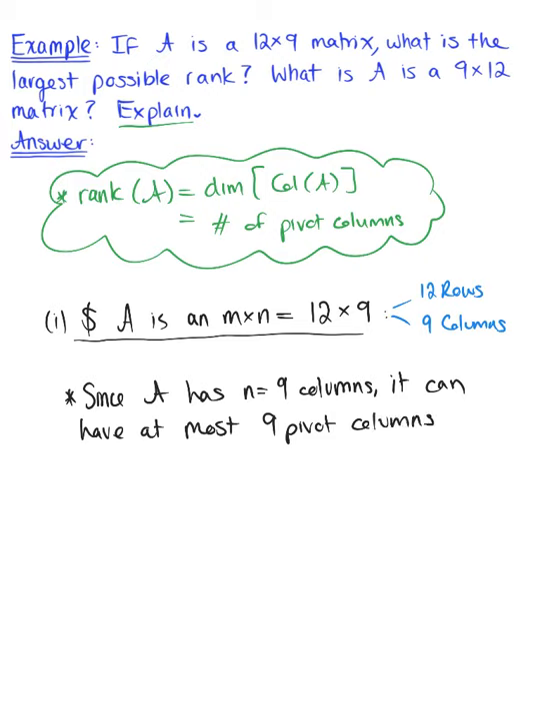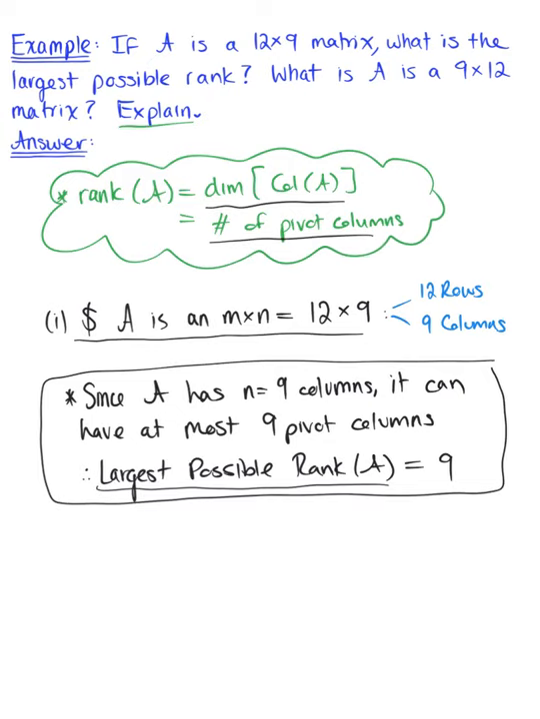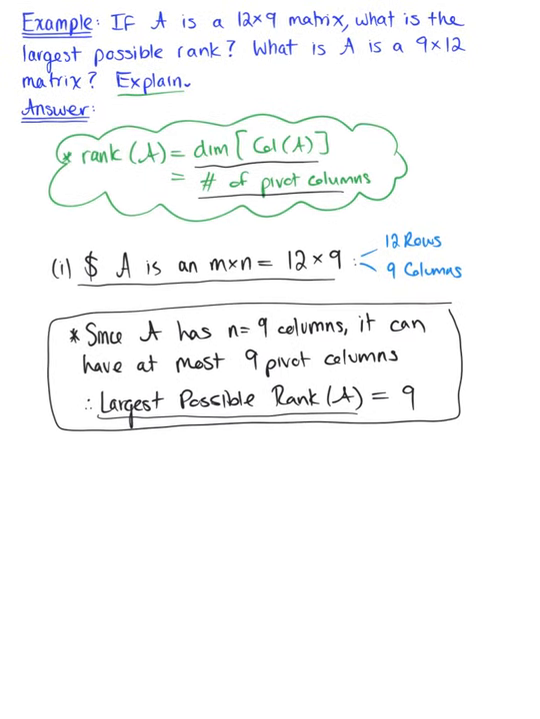And assuming that each one of these 9 columns is a pivot column, then therefore the largest possible rank of matrix A, where A is a 12 by 9 matrix, is equal to 9. Because we know that the pivot columns form a basis for the column space. And since the dimension of our column space is the number of pivots, the largest possible rank of this matrix is 9.